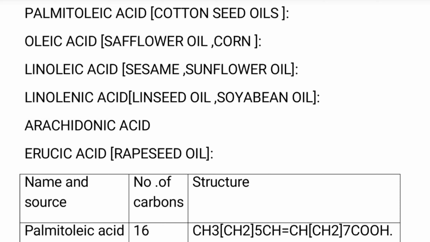Palmitoleic acid is obtained from cottonseed oil. Safflower oil or corn oil gives oleic acid. Next, linoleic acid is obtained from sesame or sunflower oil, and linolenic acid is obtained from linseed oil. These are extracted from linseeds, as well as soybeans. If you remember this in order, then it is a brief and easy topic that you will never forget.